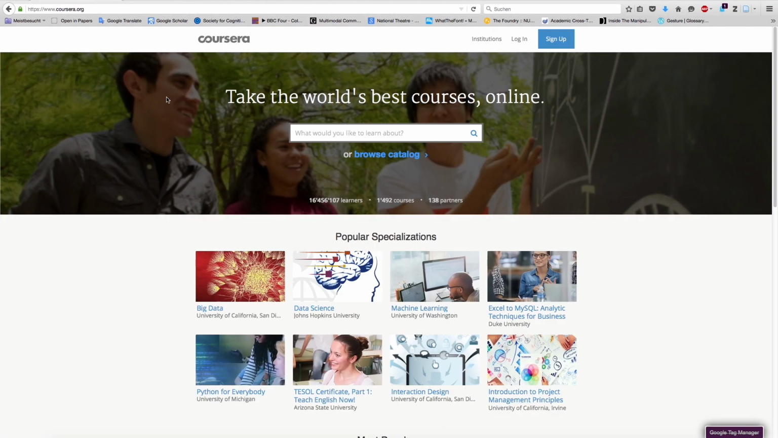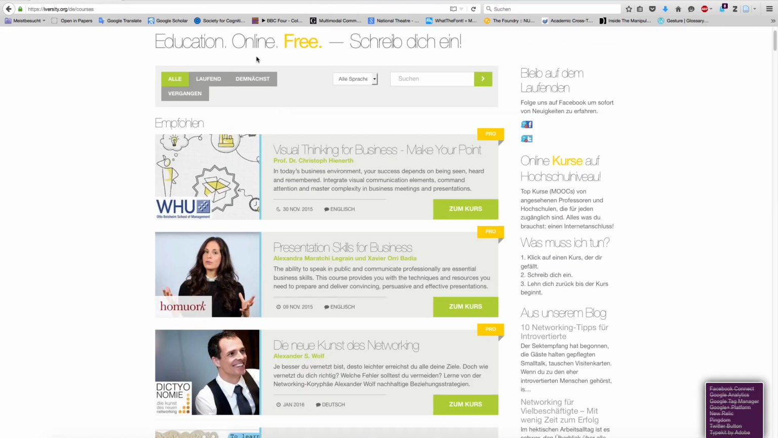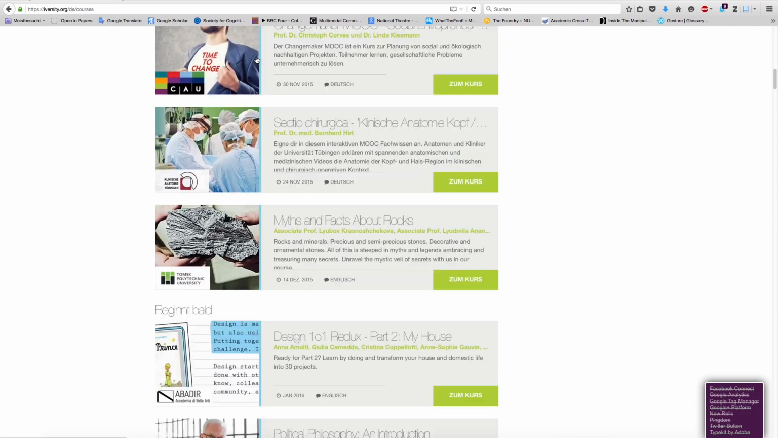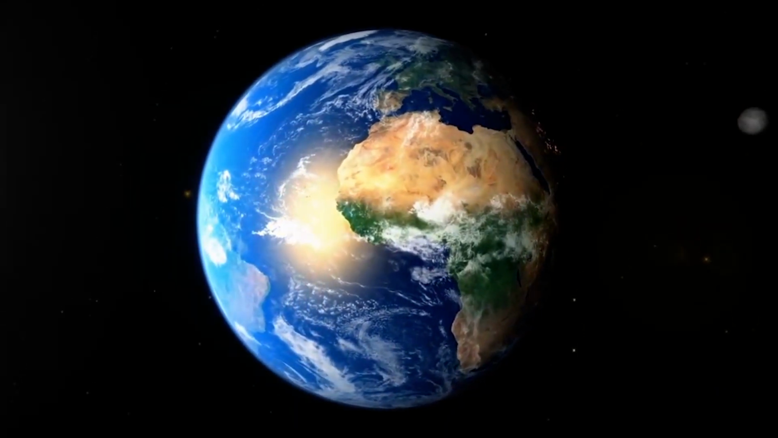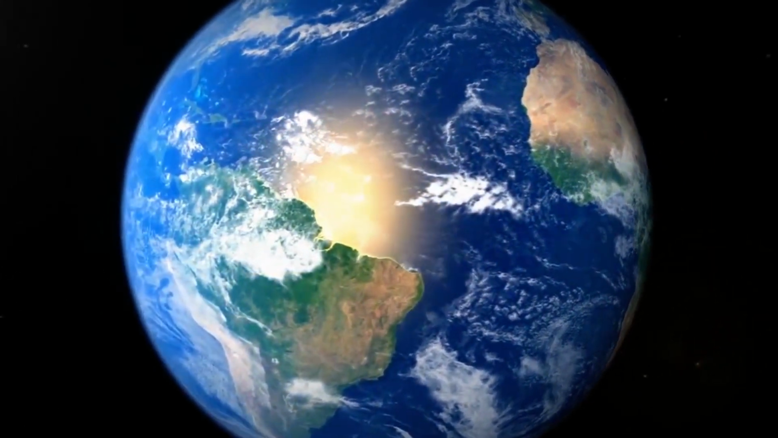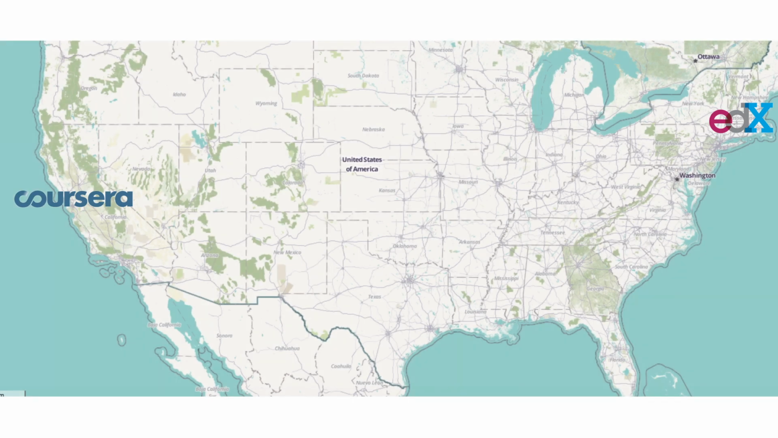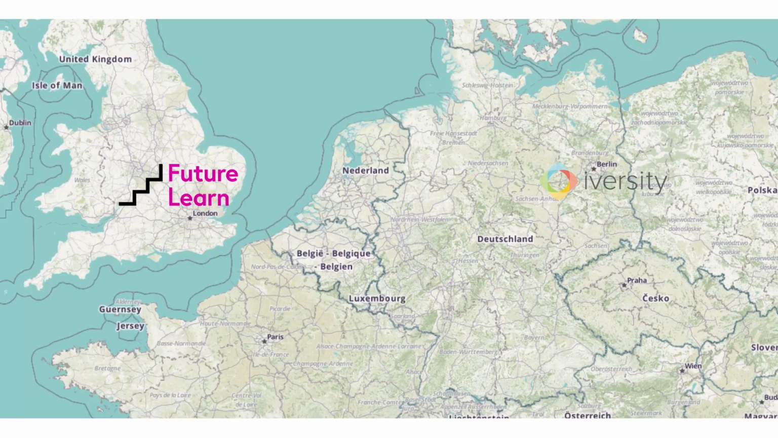edX, Coursera, Futurelearn and Iversity are four of today's leading platforms regarding MOOCs. Each platform has its strengths and weaknesses, but all of them display various university courses from all over the world. edX and Coursera are US-based, while Futurelearn and Iversity are European.